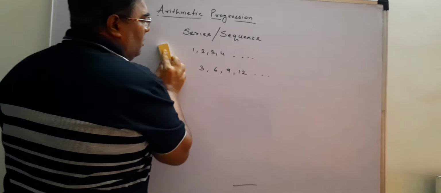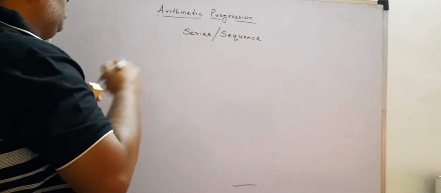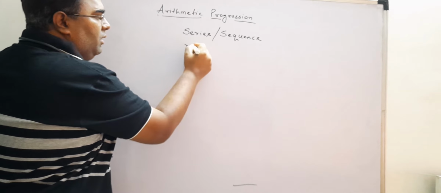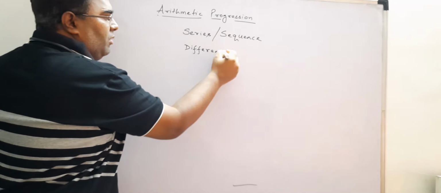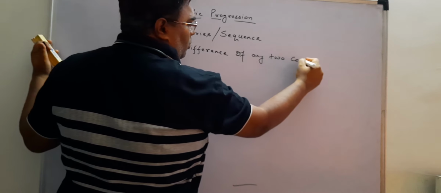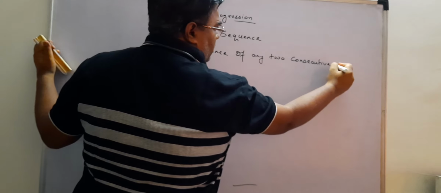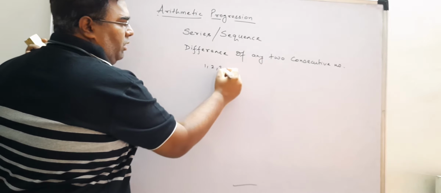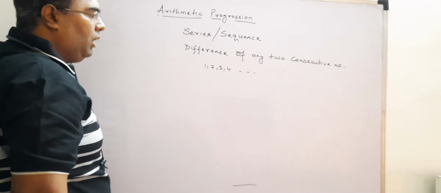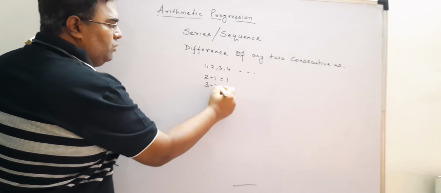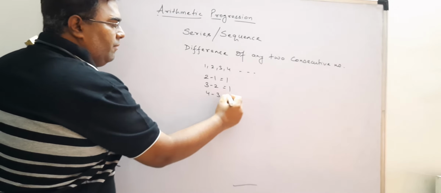Arithmetic progression is a series or a sequence whose difference of any two consecutive numbers is the same. For example, 1, 2, 3, 4. This is an AP. How? If you take 2 minus 1, this is 1. 3 minus 2, 1. 4 minus 3, 1.